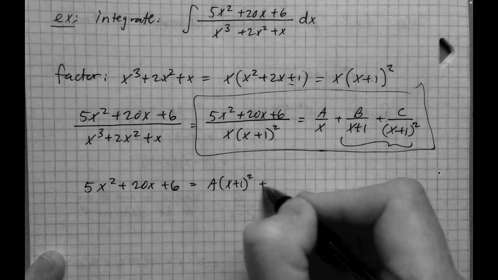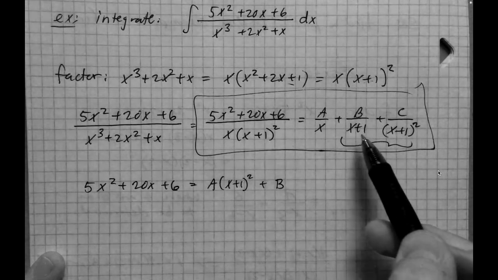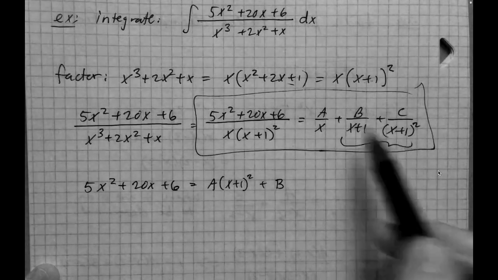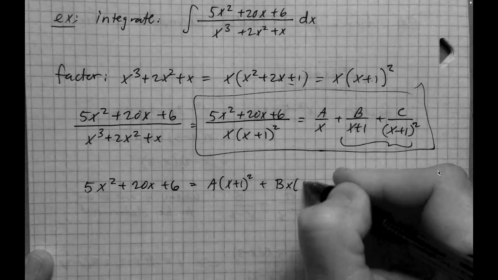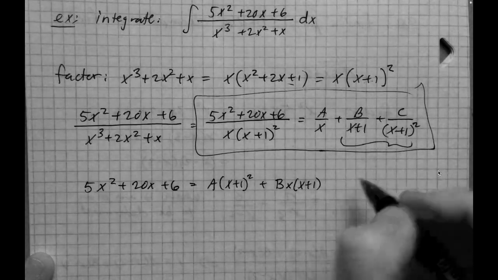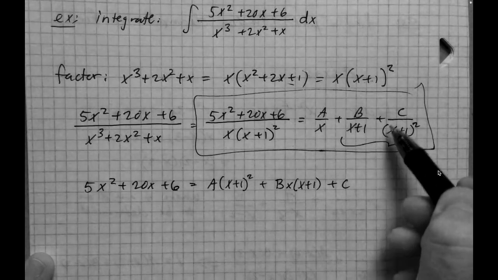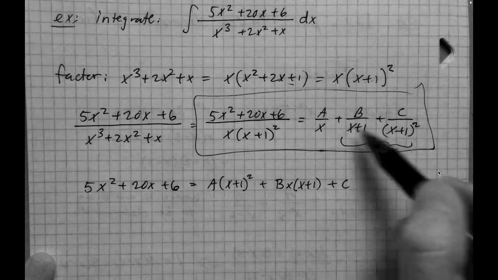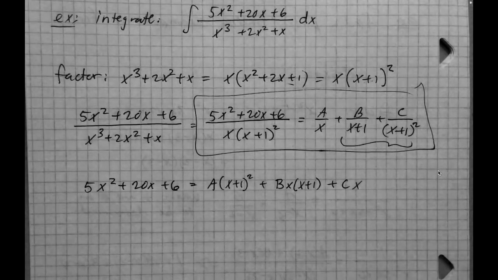Okay, plus B. Now, B has one of the x plus 1 linear factors, but we need the other one, and we need the x. So we'll have to multiply that times x, and then times x plus 1. And then plus the C, which has the repeated linear factors, but just needs the singleton x. Okay, so there you go.